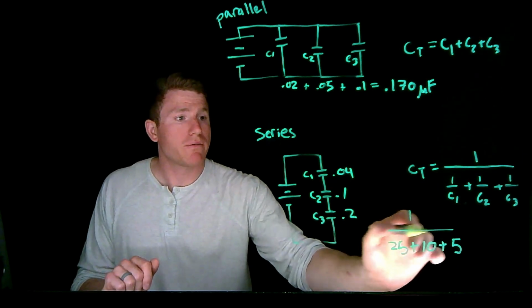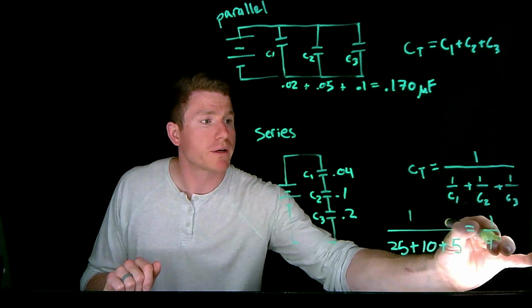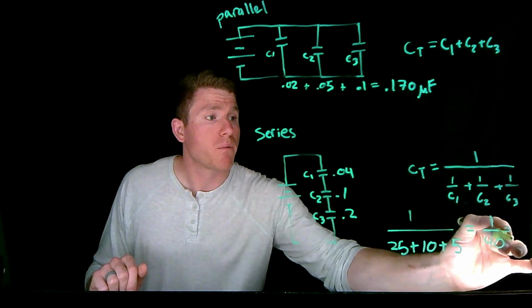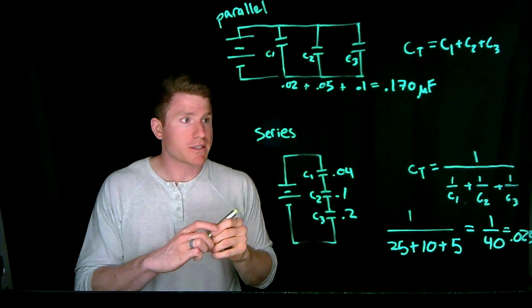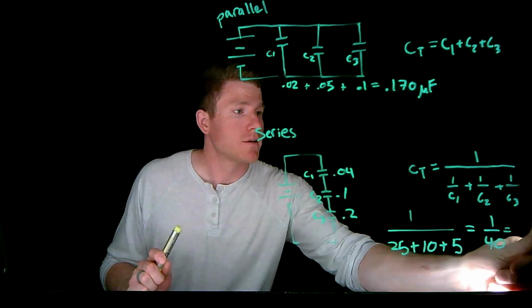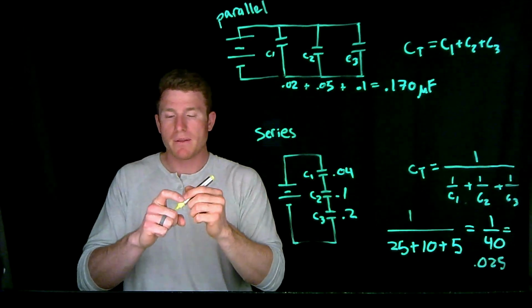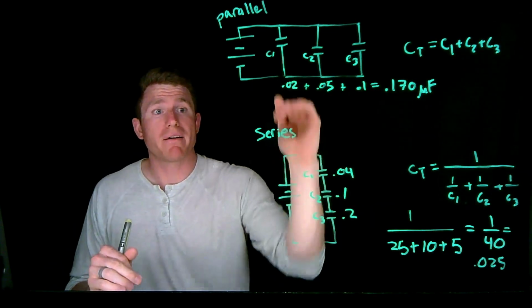So now we have 1 over these numbers, which adds up to 1 divided by 40. And for our grand total here, we have 0.025. Hopefully that's still showing up. It got cut off by a little bit, so just know that we got 0.025. That is how you would calculate this for parallel and series.